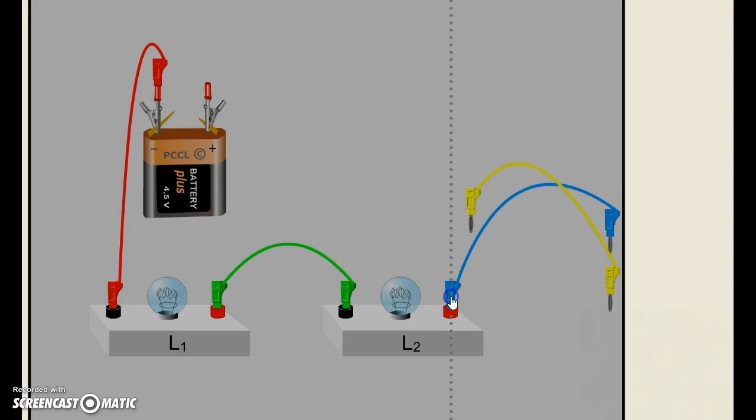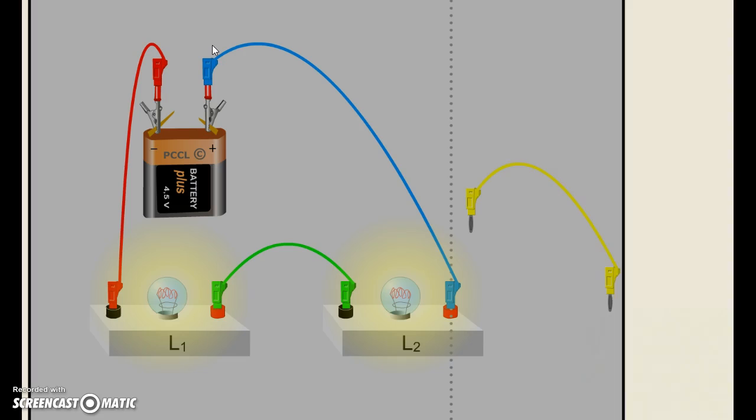And then I won't use all of my wires just yet, and let's see what happens. Our light bulbs turn on. Now this could either be a series or parallel circuit. You all must tell me.